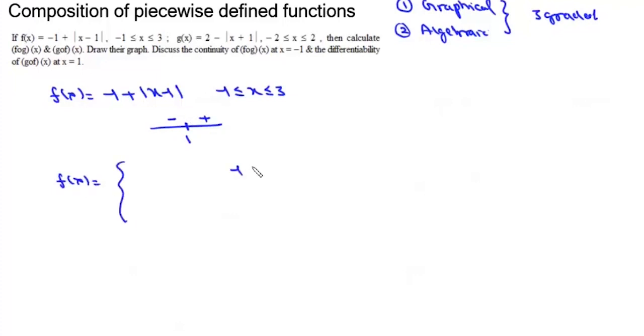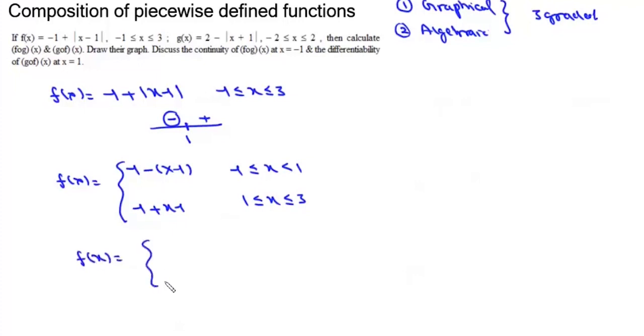now for this first interval, when x lies between minus 1 and 1, we have this minus sign here, so it will be minus 1 and then minus x minus 1, and then we have the second interval where x lies between 1 and 3, so it will be minus 1 plus x minus 1. So basically this function f(x) is defined as minus x when x lies between minus 1 and 1, and it is x minus 2 when x lies between 1 and 3.